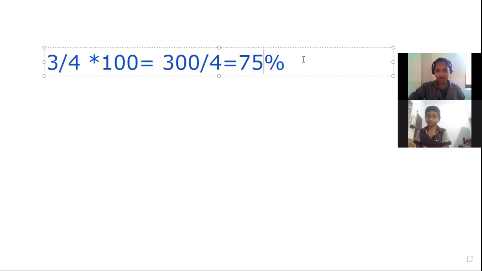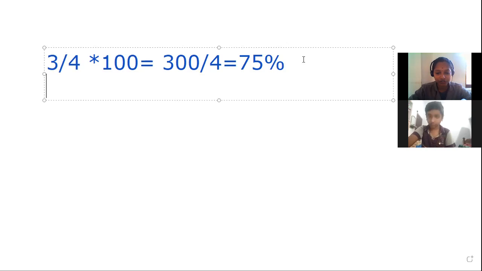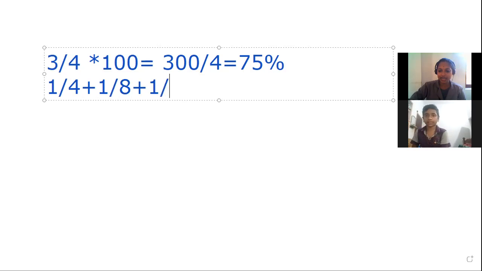What about the second figure? What is the shaded portion? And we have already given the percentage of shaded region. Isn't it? Yes, miss. Okay. Then we can add the fractions. That is 1 by 4 plus 1 by 8 plus 1 by 8. This is the total fraction corresponding to the shaded region.